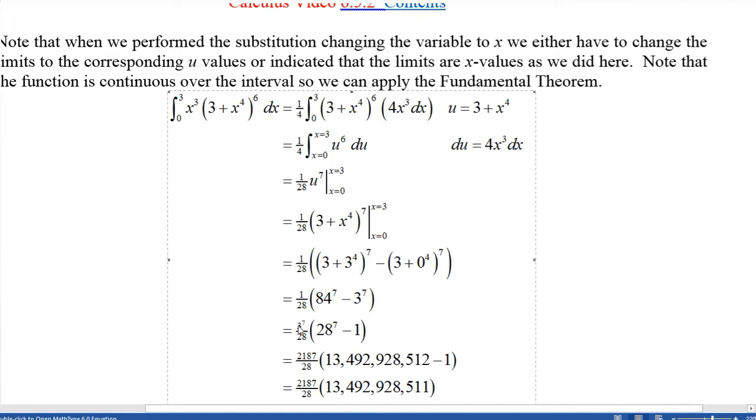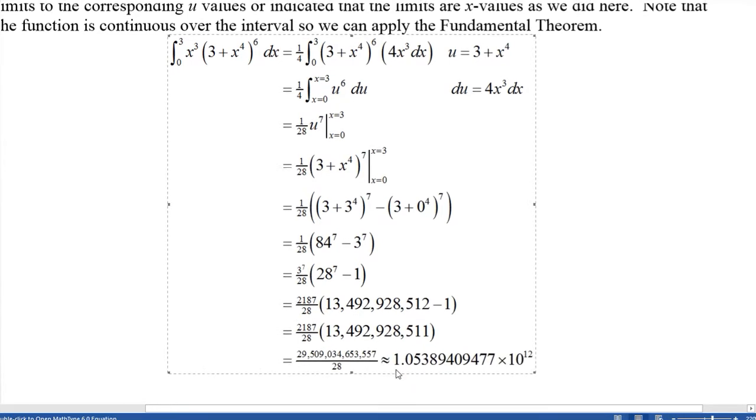Notice, let's just check it. 3 to the 7th times 1 is 3 to the 7th, certainly. 3 to the 7th times 28 to the 7th is 3 times 28 to the 7th. 3 times 28 is, yep, it's 84, so that's okay. 28 to the 7th, well, yeah, I used a calculator on that one. This big number right here. Subtract 1, we get this number. 3 to the 7th is 2187.